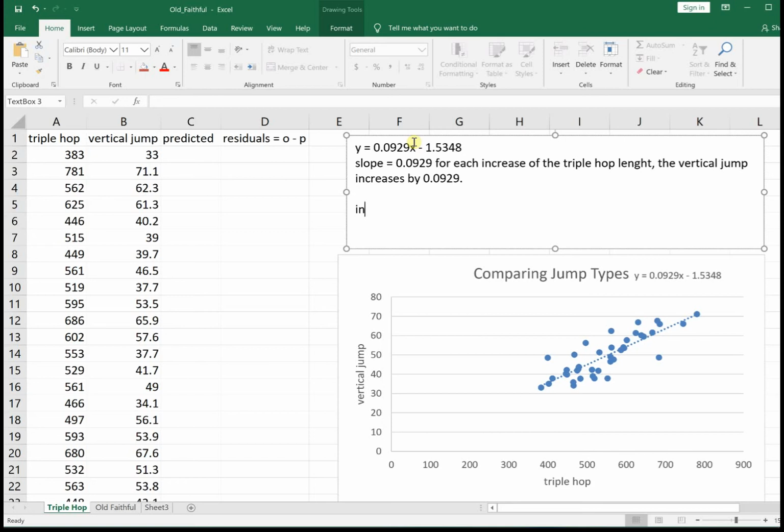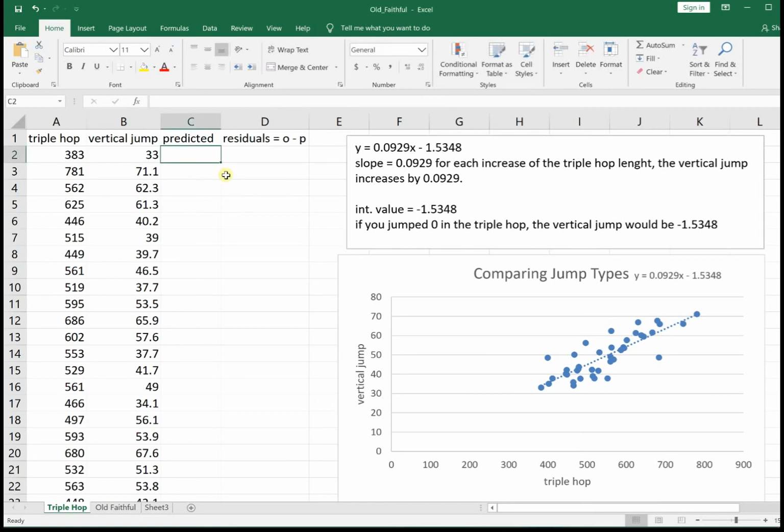And then our initial value is the negative 1.5348 number. And this one doesn't really make sense in context, but if you jumped zero in the triple hop, the vertical jump would be negative 1.5348, which you can't have, a negative jump. It's totally fine that it doesn't make sense in context. A lot of the time, the initial value really doesn't.